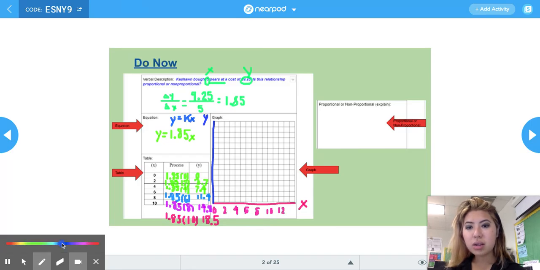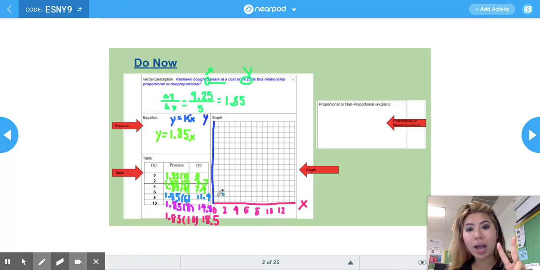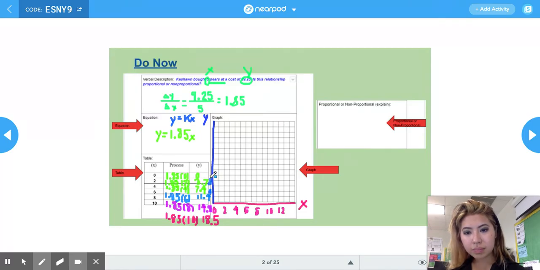And then our range in y values is from 0 to 18.5. Again, there are 15 boxes, so I can have each box represent 2, 3, or 5. I'm going to say that each box is going to represent 2. So if this is 0, this is going to be 2, 4, 6, 8, 10, 12, 14, 16, 18, 20, 22, 24.